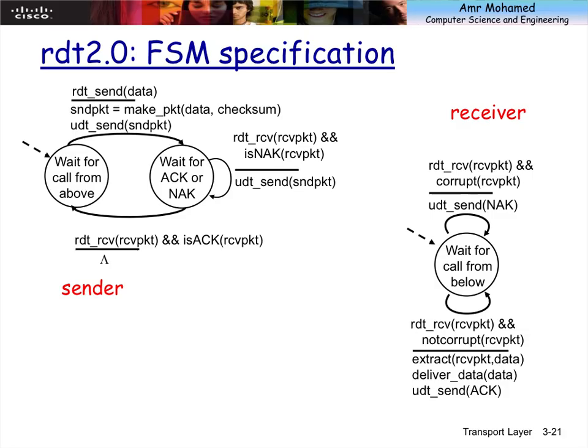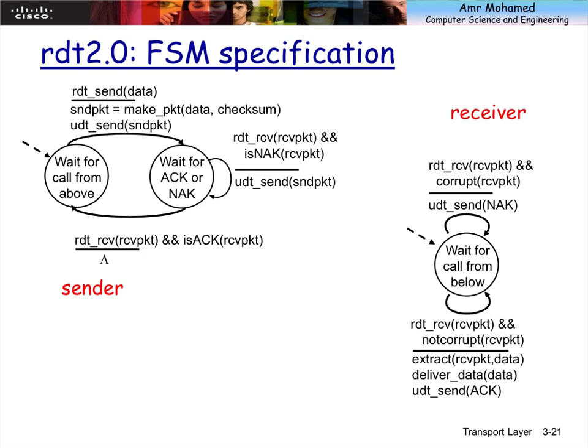Mission accomplished. Yes, please. When we say wait for call from above, it means from the application. The connection is already established, I'm just waiting. Yes, you're right. So the connection has been established already. That's out of the scope of this. Here we're talking about reliable data transfer, assuming that the connection is already established. We'll talk about how we establish the connection at a later stage.